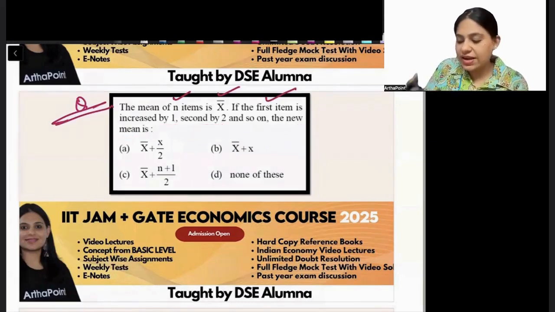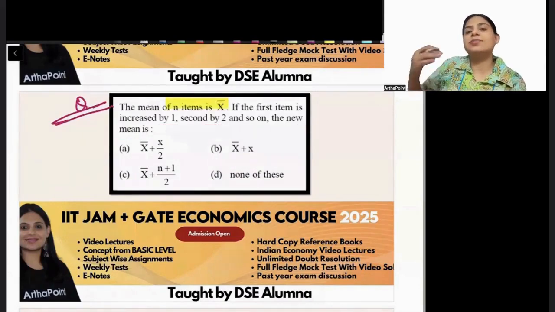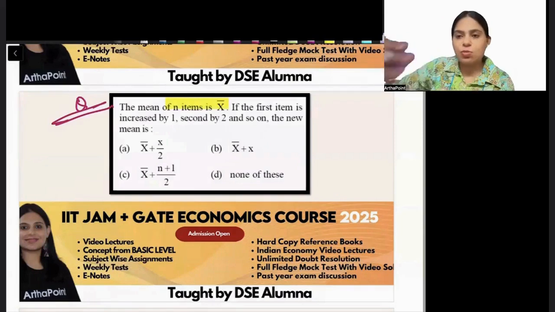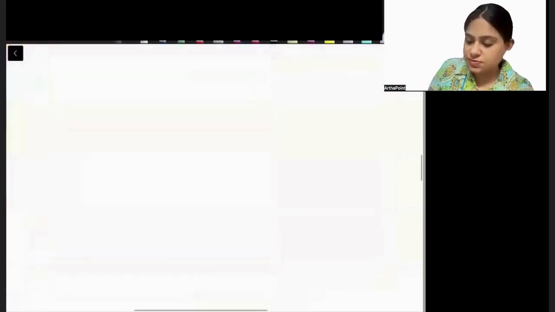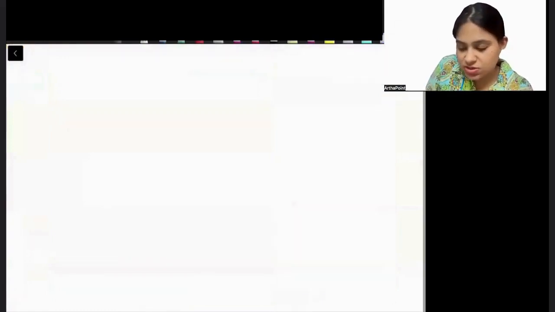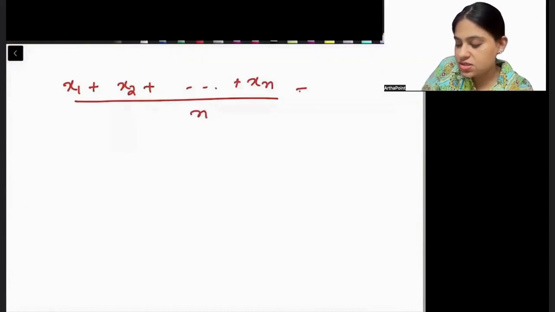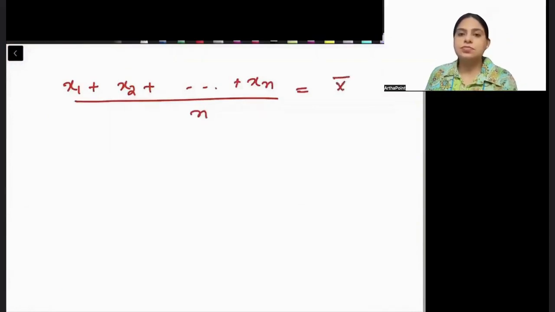Mean of n items is x bar. n items का mean x bar है. हर item को हमने बढ़ाया. कैसे? First को by 1, second को by 2, and so on. Find the new mean. So let's see this. Mean of n items. So x1 plus x2 till xn by n. This is given to me as x bar.